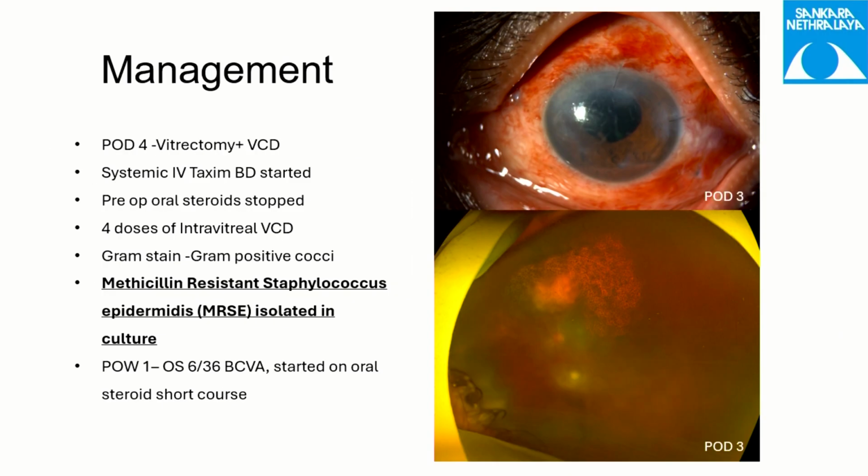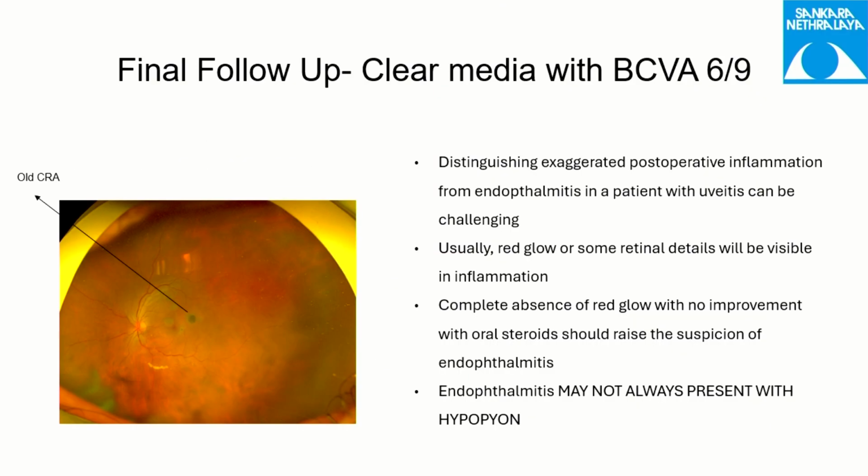But then we went ahead with vitrectomy. And it grew Staphylococcus epidermidis. And we gave 4 doses of VCD. In the first week, the patient improved to 6/36. Initially when the culture came positive, we had stopped oral steroids, but then we resumed them because it was bacterial, and anyway steroids are going to help. And then at 6 weeks, he improved to 6/9.